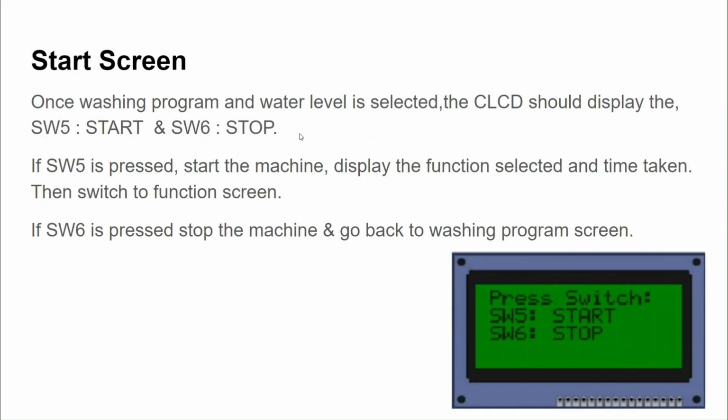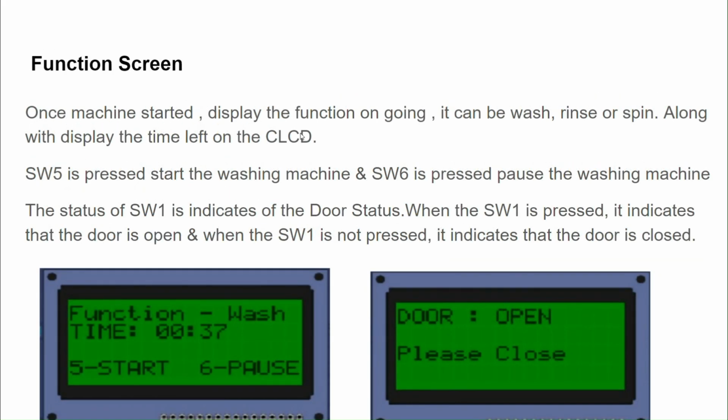Start screen. Once the washing program and water level are selected, the CLCD should display the start and stop options. We can access the start and stop options through switch 5 and switch 6. Pressing switch 5 will start the machine and display the function selected and time taken, then switch to the function screen. Pressing switch 6 will stop the machine and go back to the washing program screen.